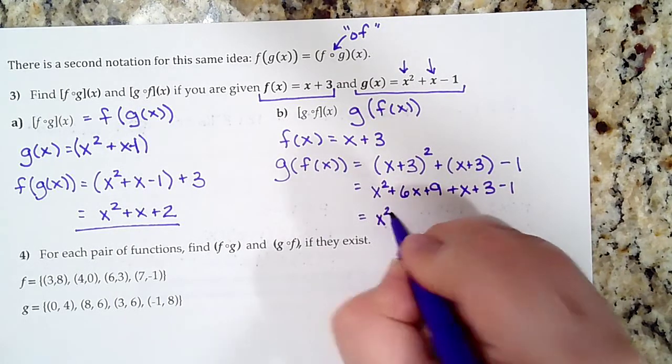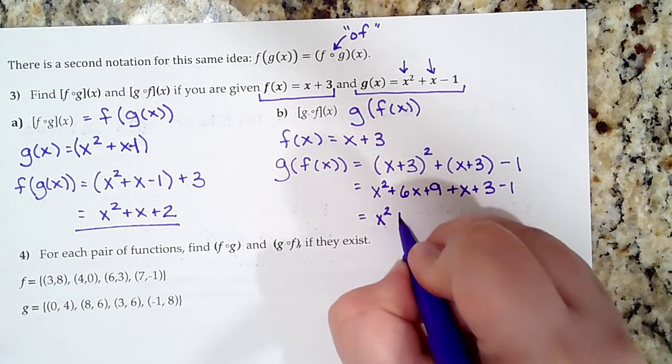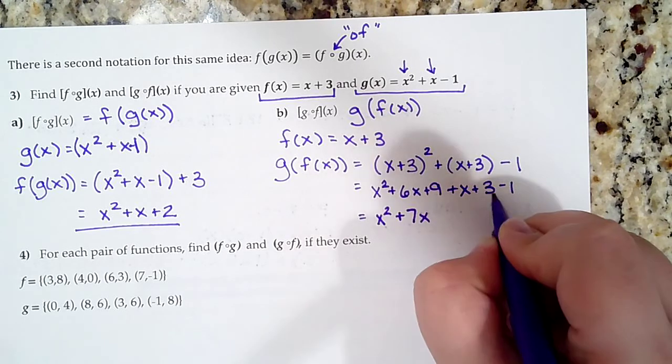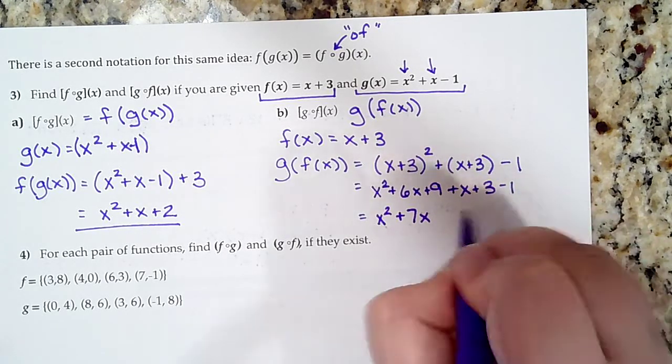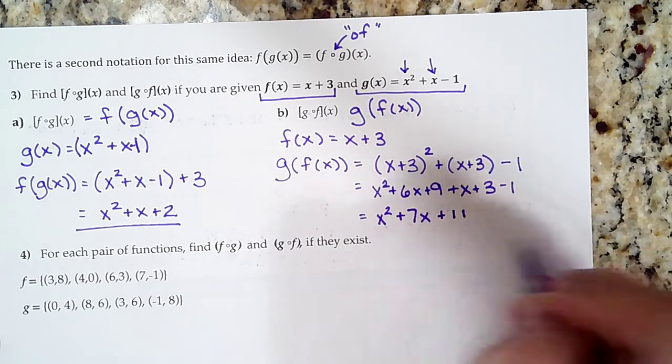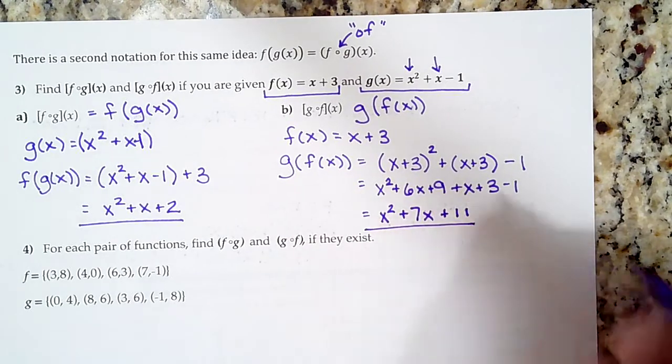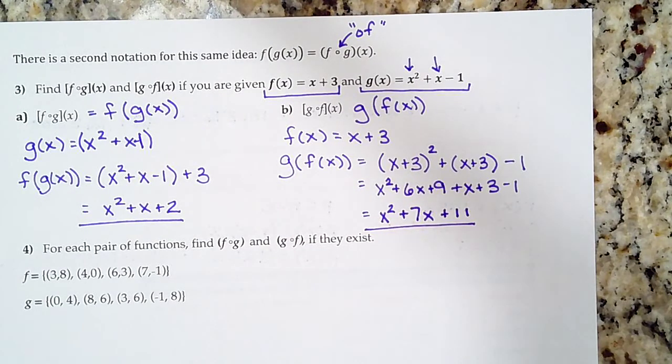Simplify, x squared. 6x and x is 7x. 9 plus 3 is 12. 12 minus 1 is 11. And there is your final answer for g of f of x.